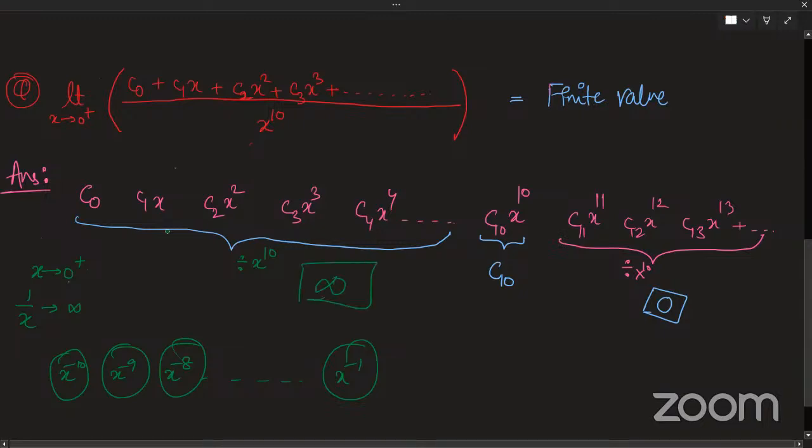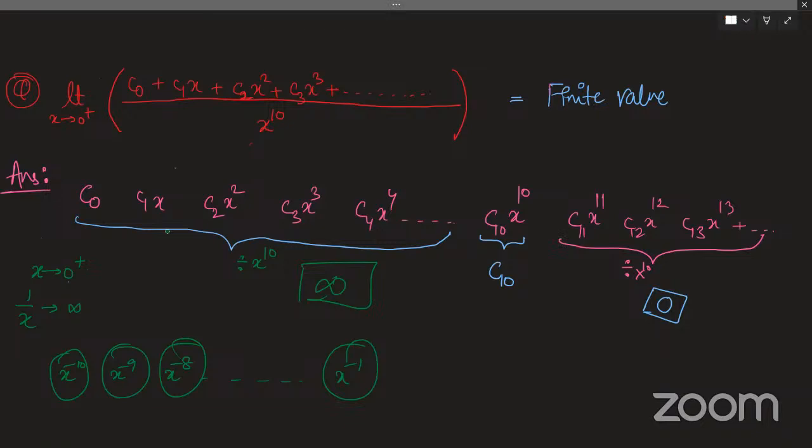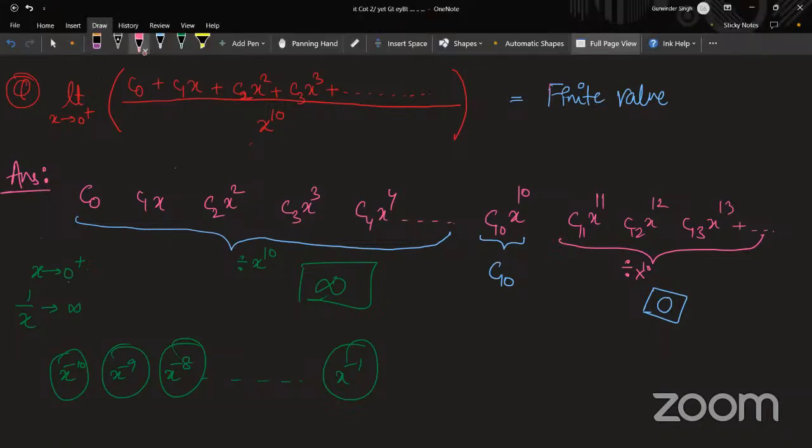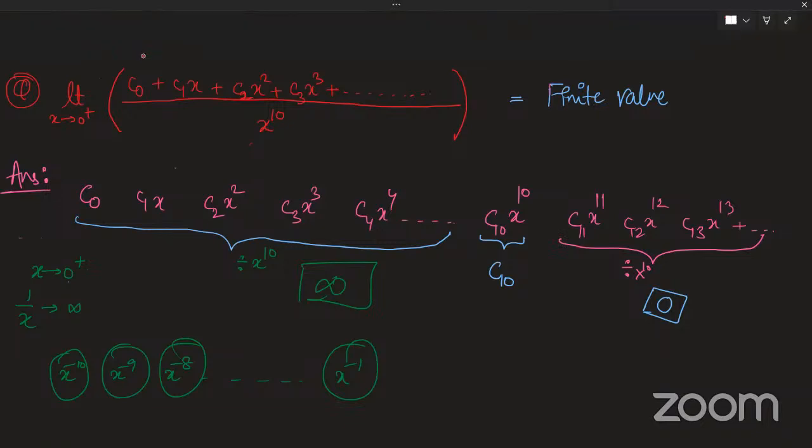But what have I told you? That the value of this limit is a finite value. So how is this thing possible? How can I get a finite value? How is that thing possible? Can you tell me?